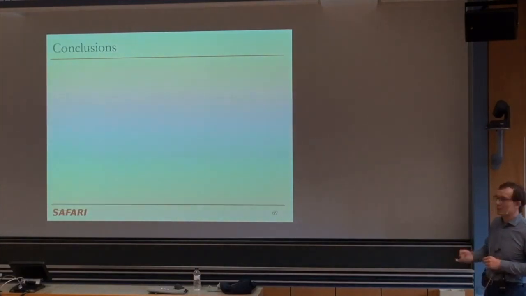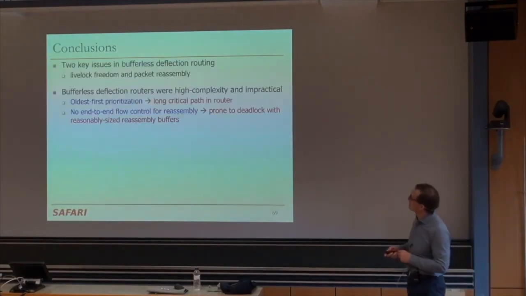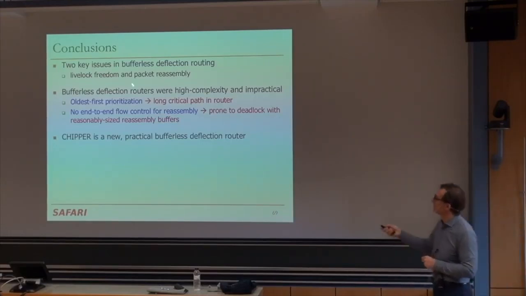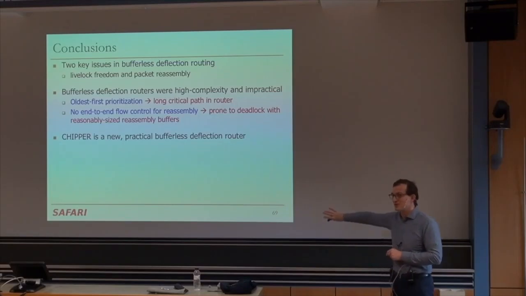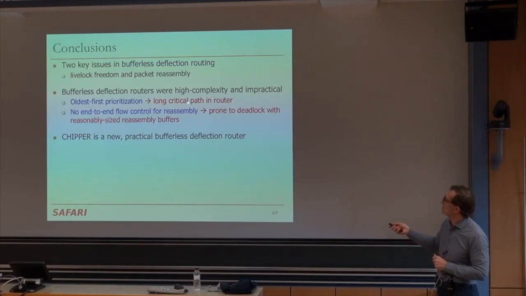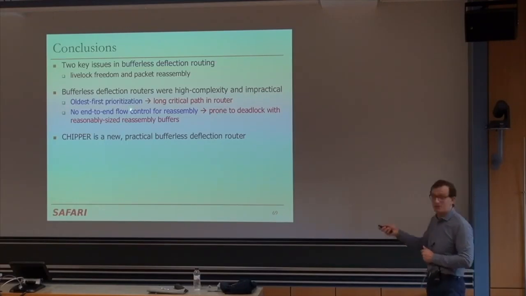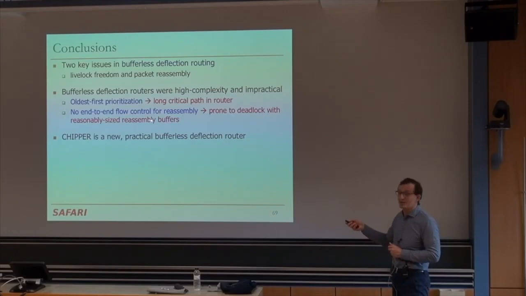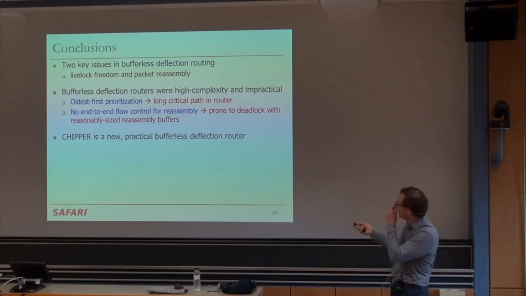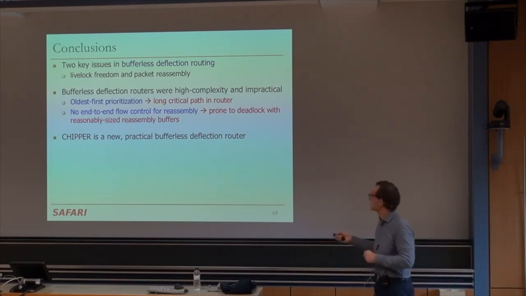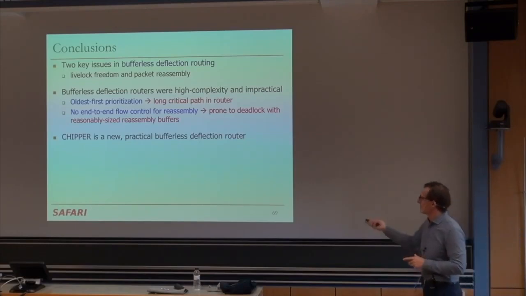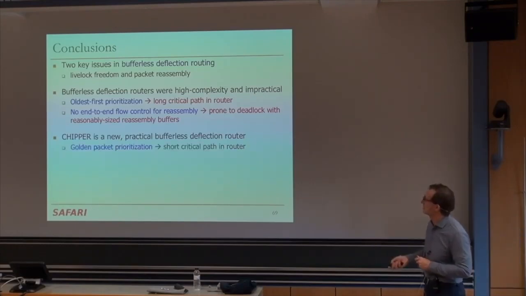Okay, so I've given you the ideas. I think I don't need to go through this. Maybe I will, actually. So there are two key issues in bufferless deflection routing, very fundamental: livelock freedom, and pushing of the buffers to the edge nodes, packet reassembly. And bufferless deflection routers, previously, as we discussed, were high complexity and impractical because of all this flit prioritization. And they didn't have end-to-end flow control for reassembly. As a result, they were actually prone to deadlock also. It's not just high complexity, but they were also impractical because you need to solve this deadlock issue with a limited number of reassembly buffers. So this idea of CHIPPER is essentially a more practical deflection router.